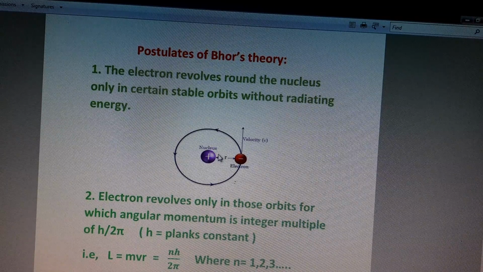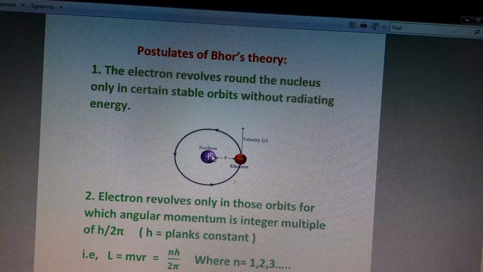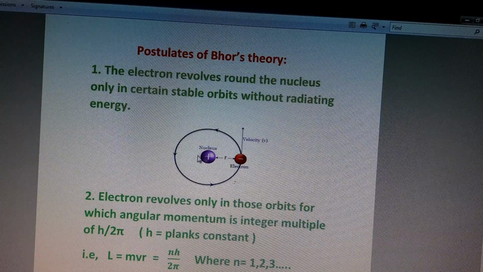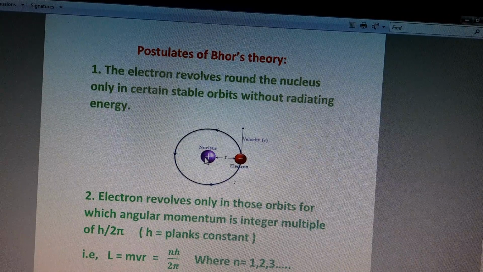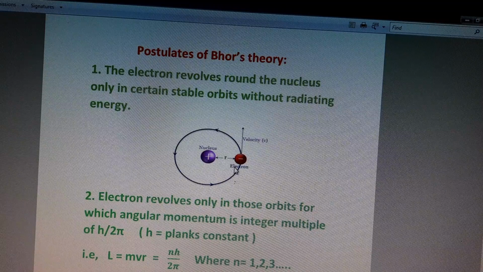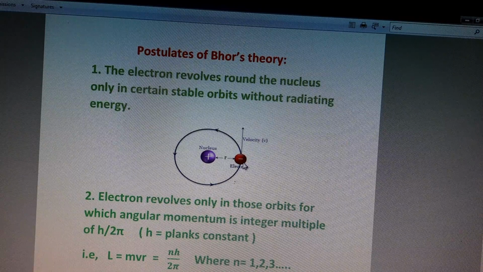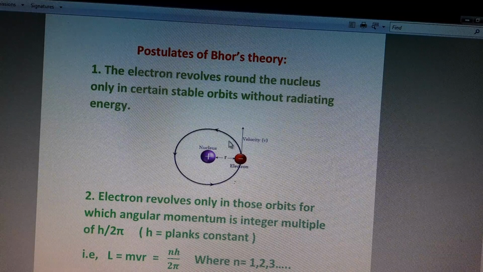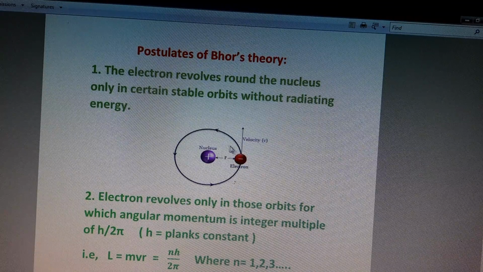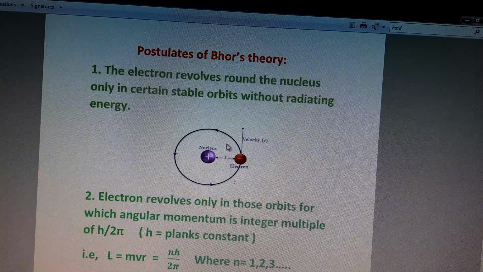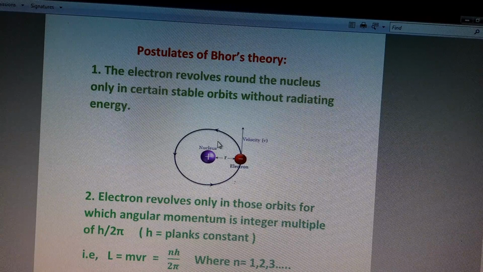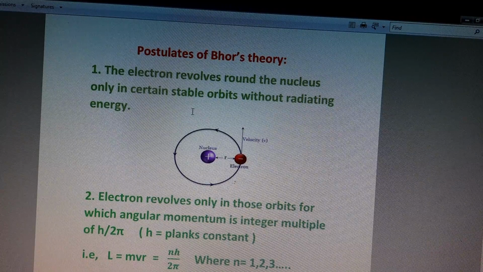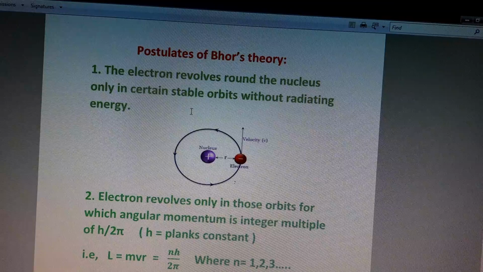When we observe any atom, it consists of a nucleus, and the nuclear charge is positive. In this figure, we observe the electron charge is negative. So the negatively charged electron revolves around the nucleus in certain stable orbits without radiating energy. This is the first postulate of Bohr's theory.